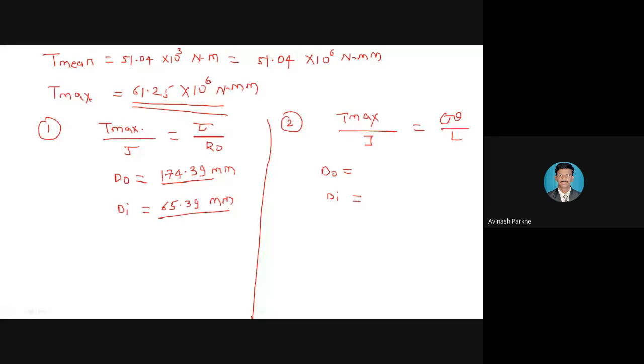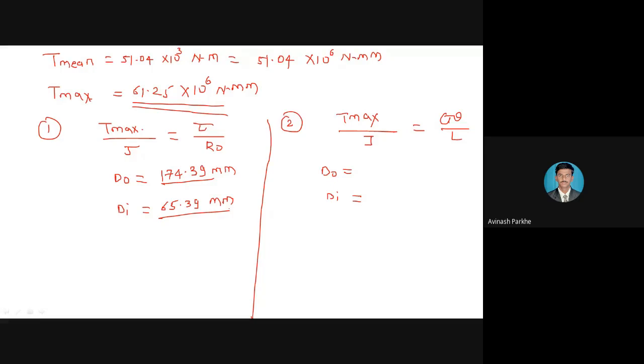Yes, 174.38 or 174.39 will be accepted, and 65 point something. Not 17.43, it is 174.3. So 174.38 or 174.39 mm is the external diameter, and the internal diameter is 65.39. This is based on the shear stresses.